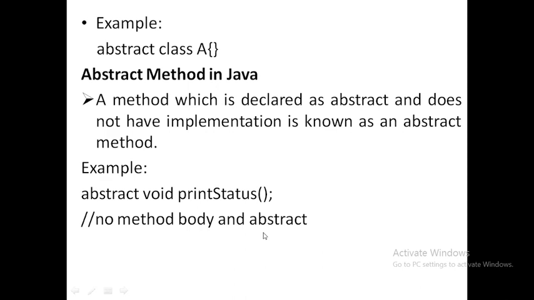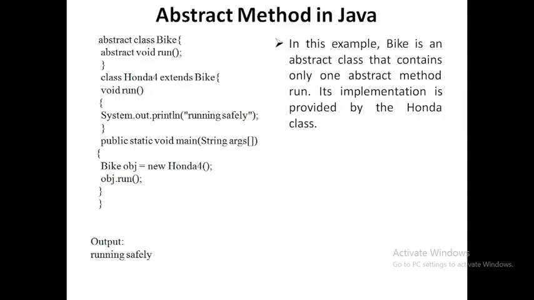In an abstract class we have abstract and non-abstract methods. An abstract method is declared as abstract and does not have an implementation. We can write one program in Java using an abstract method. By seeing this example you can understand the abstract method in Java.